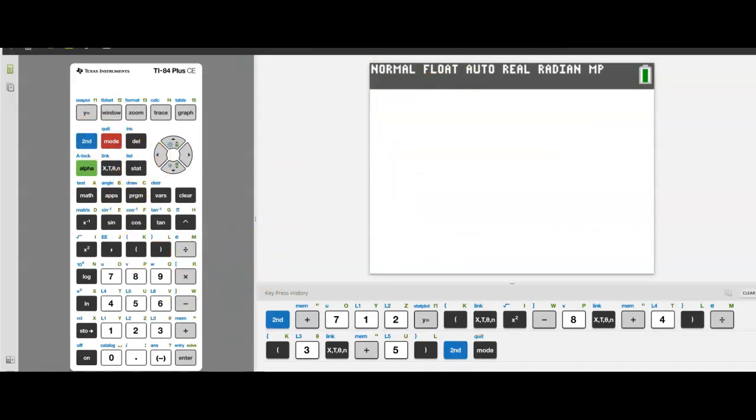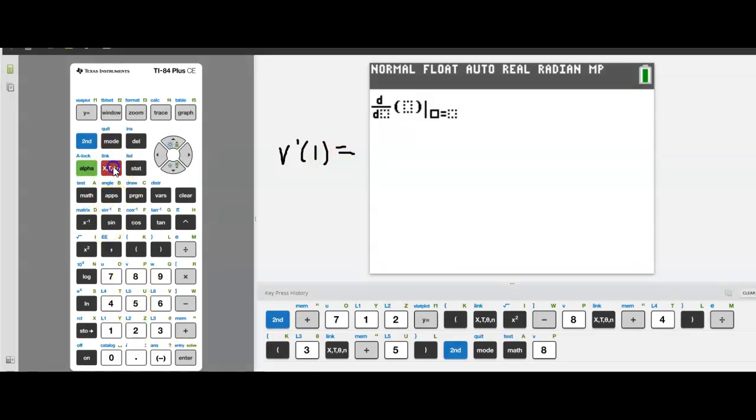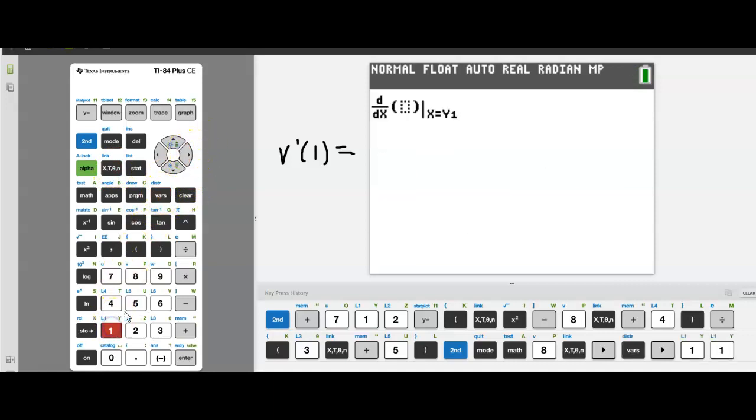And I'm going to find out what is v prime of 1, the acceleration. Once again, I'm just going to do this on my calculator. My calculator do the work for me. I'm going to do math, I'm going to do 8, I'm going to do x here. I'm going to put my function, which was y1, here.